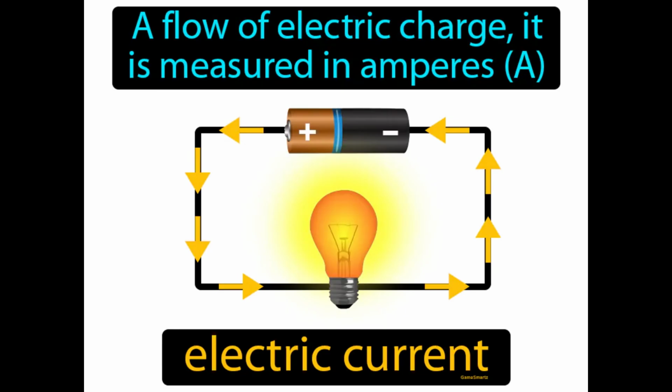A flow of electric charge, it is measured in amperes A. Electric current. Electric current is the movement of electrons through a conductor, like a wire.